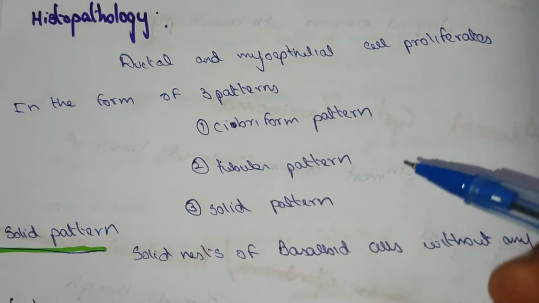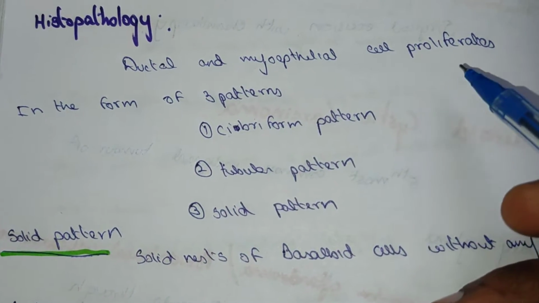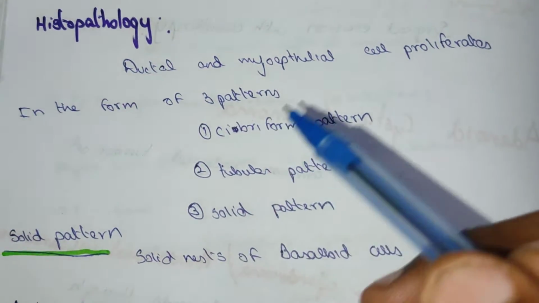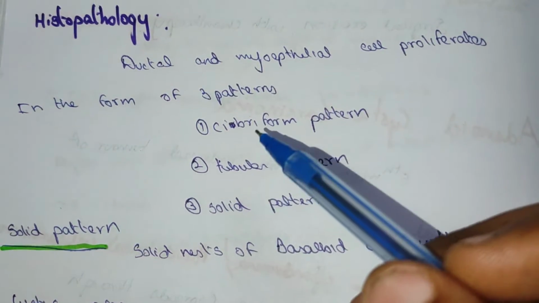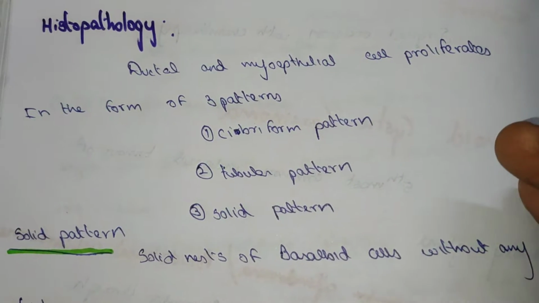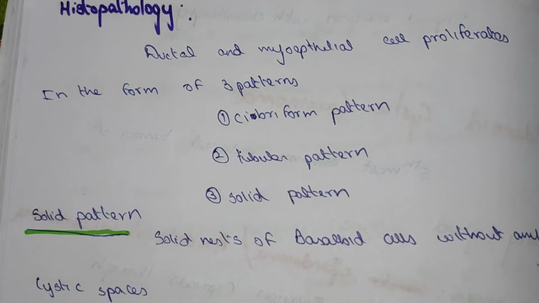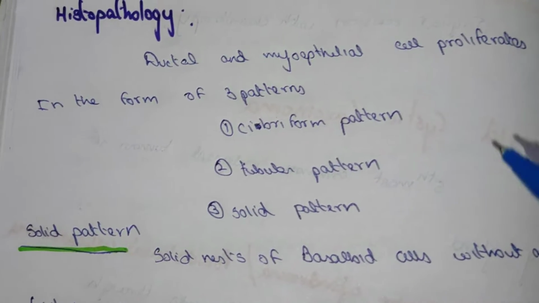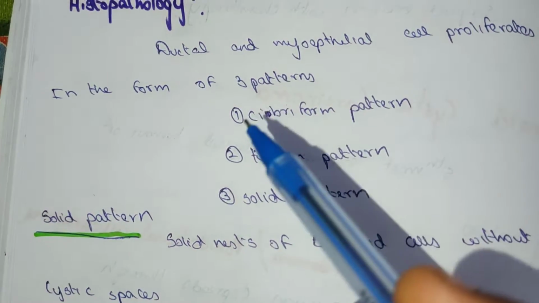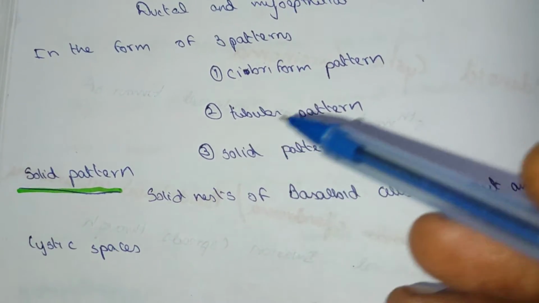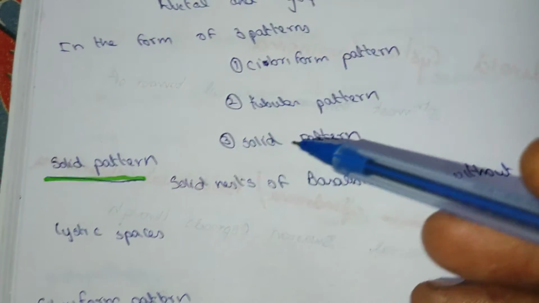The histopathology: the ductal and myoepithelial cells proliferate in three patterns. The first pattern is the cribriform pattern, the second is the tubular pattern, and the third is the solid pattern.